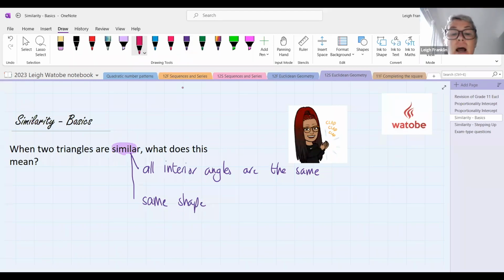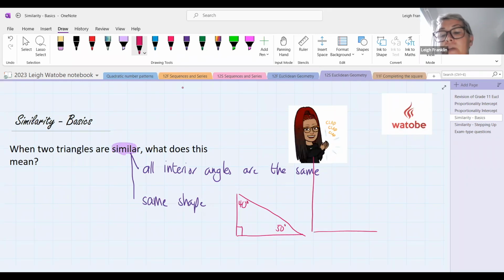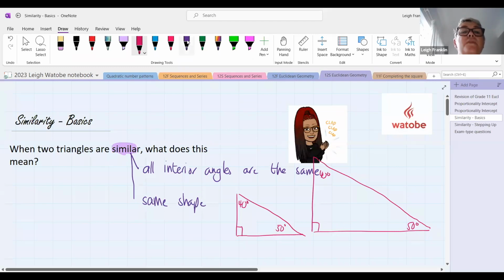In other words, I could have 2 similar right-angled triangles. If I said that this was 90 and that was 40 and that was 50, I could have another triangle over here that's much, much bigger, but it's in proportion because the angles are the same. That's 90, that one's also 40, that one's also 50. So the angles are the same size, and they are the same shape. They are just different sized triangles. One is smaller and the other one is bigger.